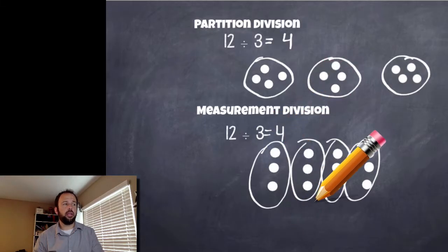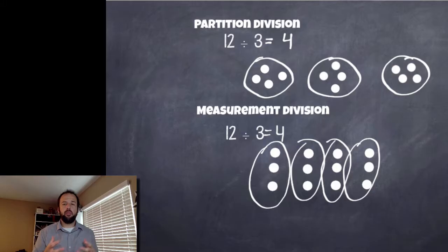Having these two different methods for division like this kind of makes things confusing, right? Because I have the same answer, but I got there two different ways. The reason this is okay is because of the commutative law of multiplication. We know that 4 groups of 3 equals 12, and we know that 3 groups of 4 equals 12.